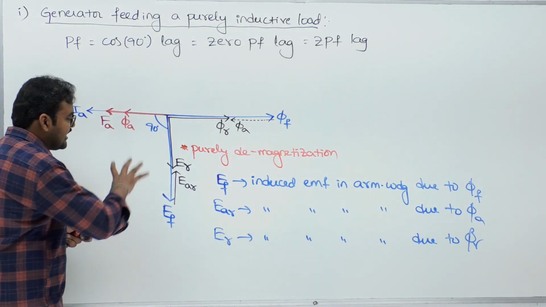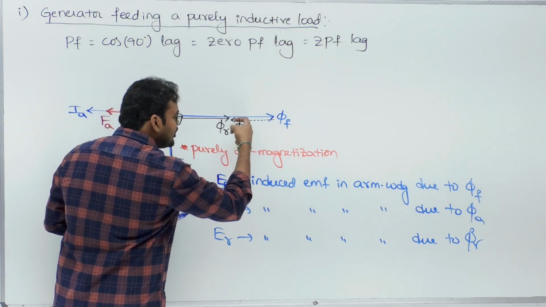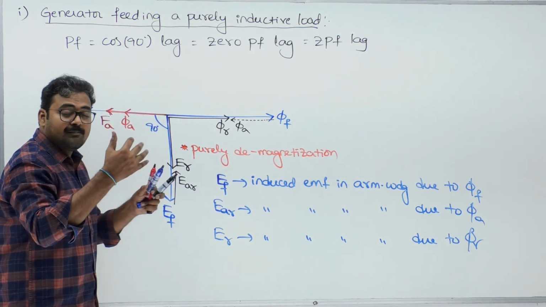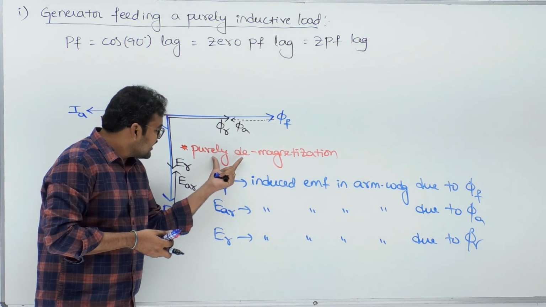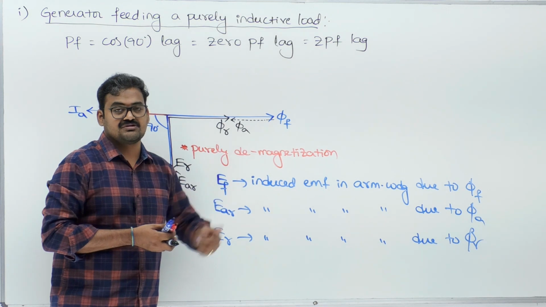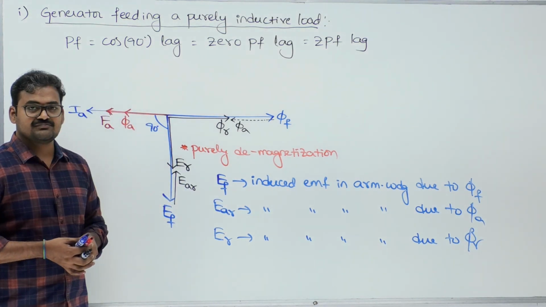And what is our final observation here? Armature flux is exactly opposite to main field flux. That is what we will call complete demagnetization. Okay. So the nature of armature reaction is purely demagnetizing in nature. Okay. And these are the corresponding induced EMFs.